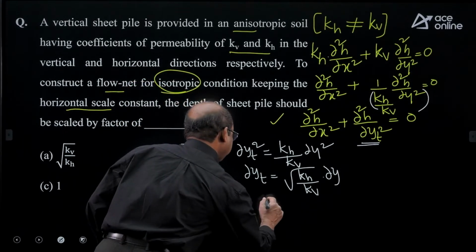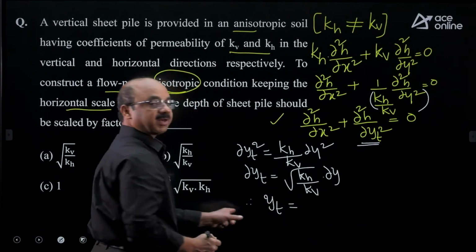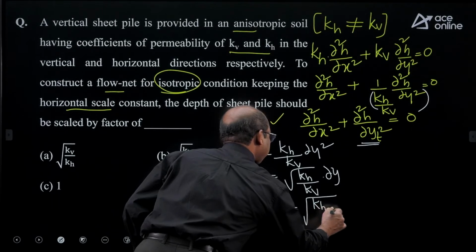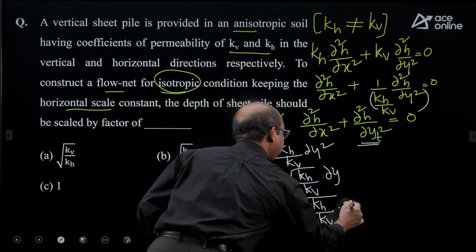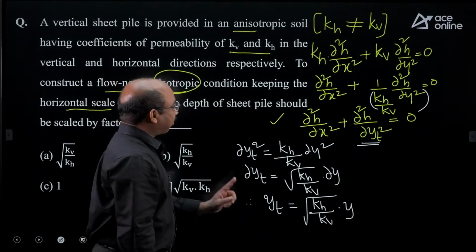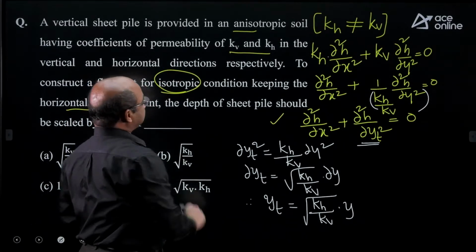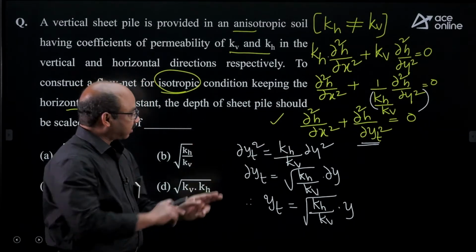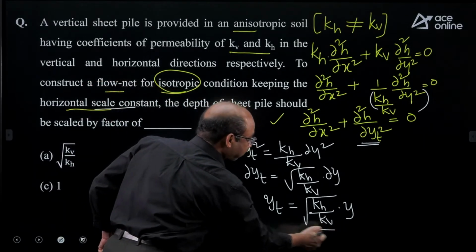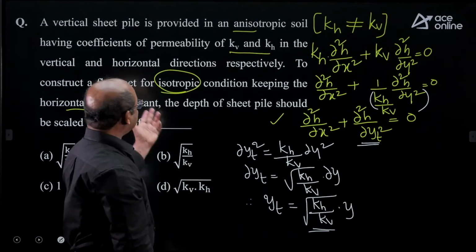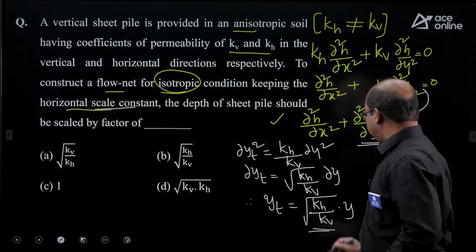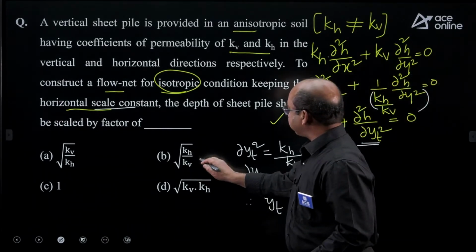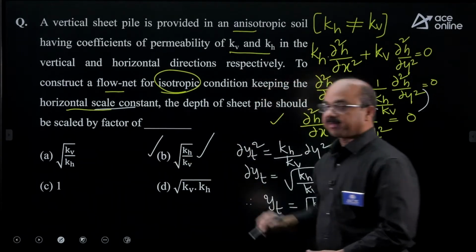So in other words, finally when you work out, the transformed y dimension, meaning the vertical dimension, is equal to the square root of Kh upon Kv times y. It means if you want to keep the horizontal dimension constant and vary the vertical dimension to convert to Laplace form, you have to multiply the y dimension by this factor. Therefore, the scale factor you are supposed to use in this solution is the square root of Kh by Kv. So this is the answer for this question.